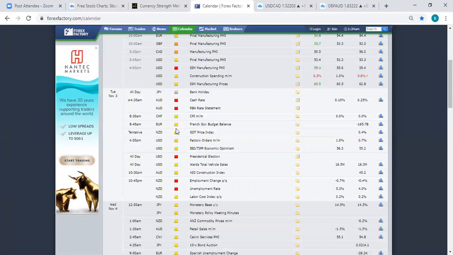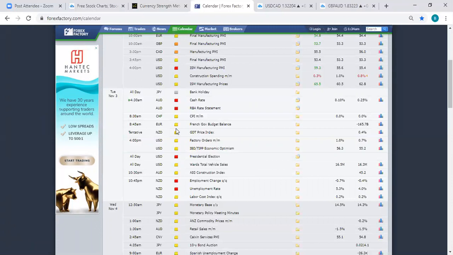All these are news. Don't trade when there's news on any currency. So before you come to trade, this is the fundamental analysis. Before you come to trade, you must check your news to know which currency not to trade, and to know which to trade.